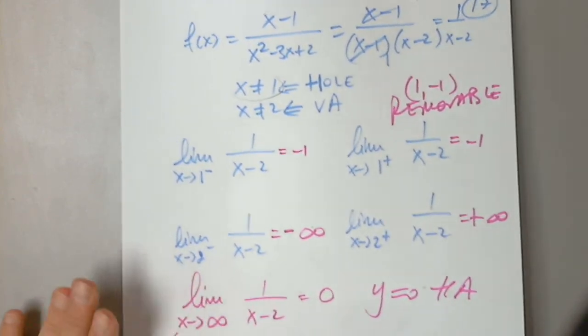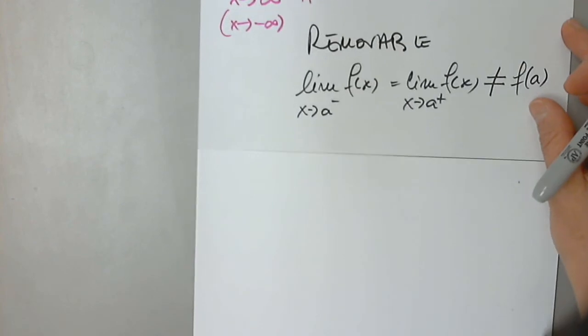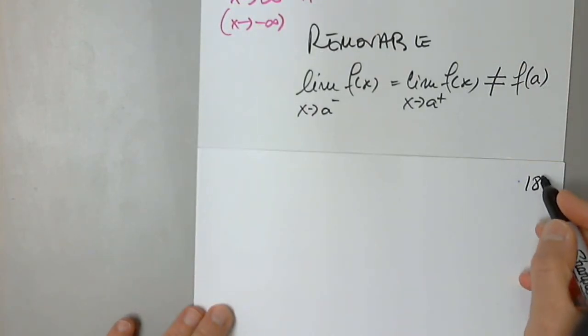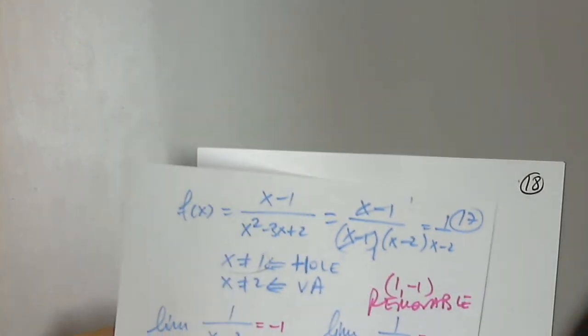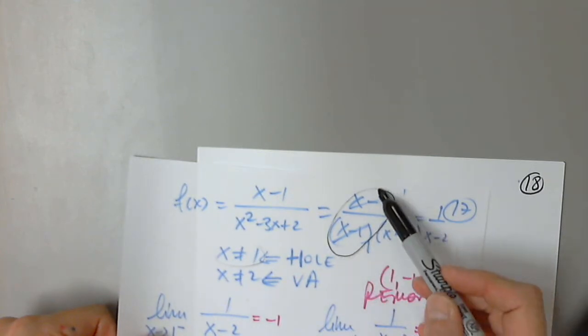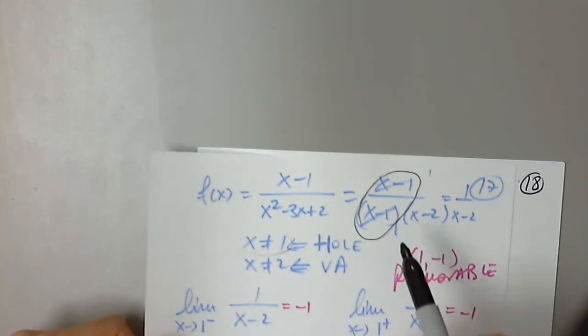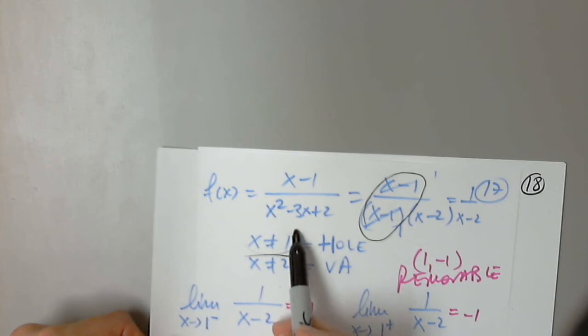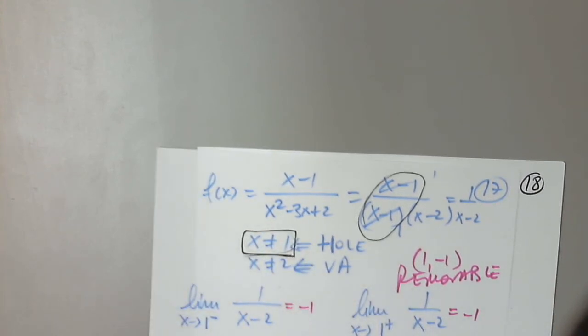Good. Anything else? Yeah, we know 1 is a hole because of the x minus 1. 1 is a hole because the factor goes away, and that does not change the restriction. The restriction is still there. So you cannot state restrictions after you simplify. If you do, that will be a mistake.